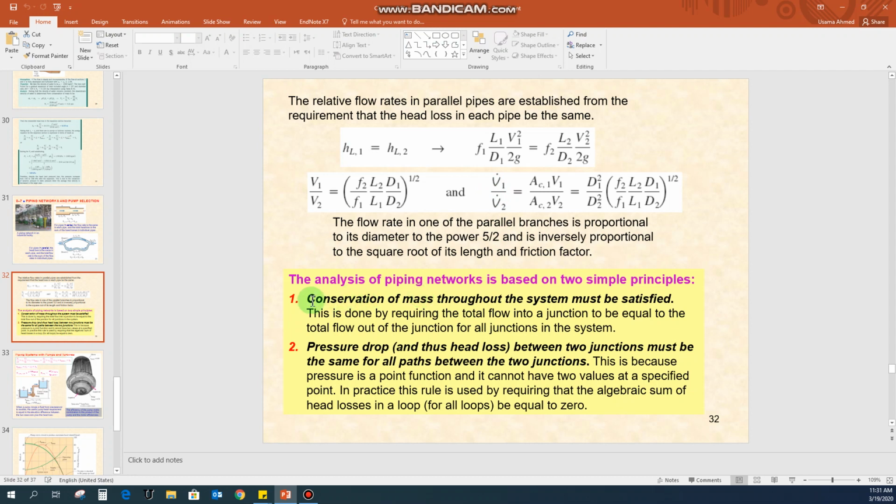First, the law of conservation of mass should be satisfied. The conservation of mass throughout the system must be satisfied, and this is done by requiring the total flow into a junction to be equal to the total flow out of the junction for all junctions in the system. Okay, so we have to see that the equation for the mass balance is satisfied. The second one is that the pressure drop and the head loss between two junctions must be the same for all the paths between two junctions.